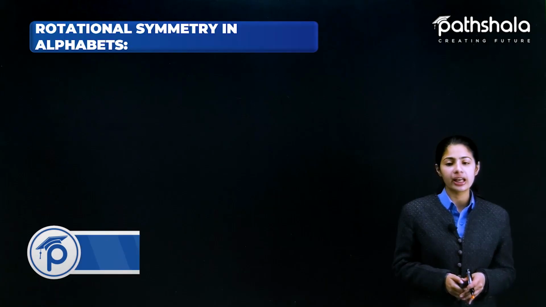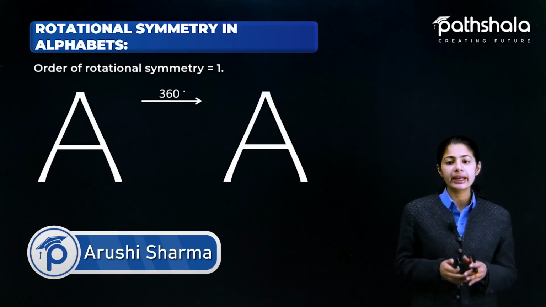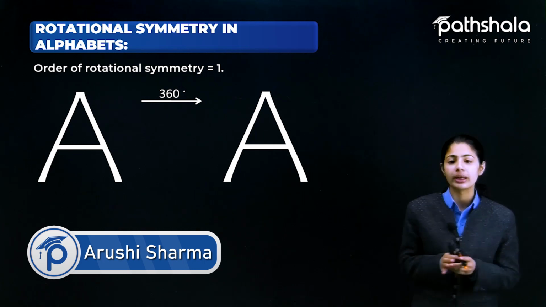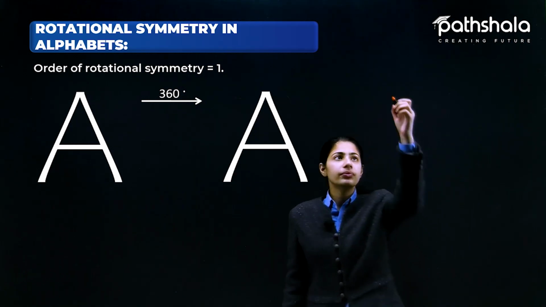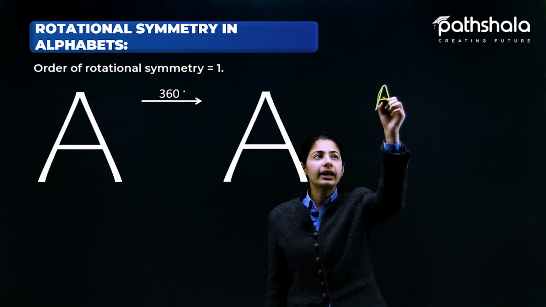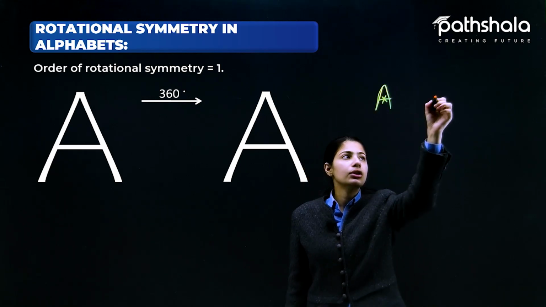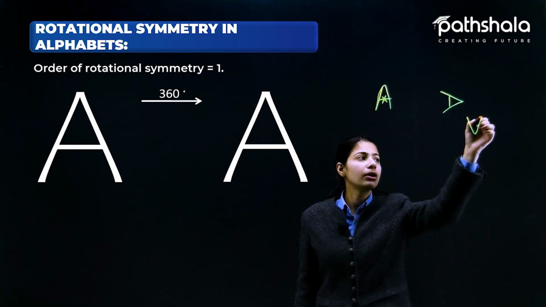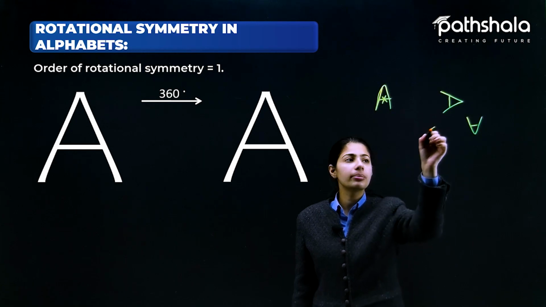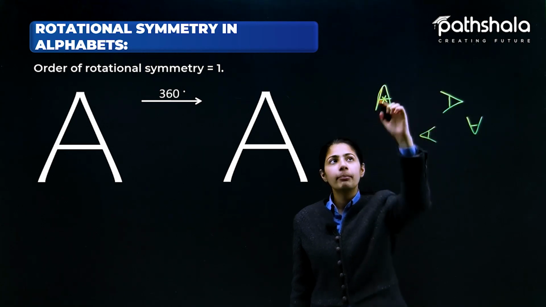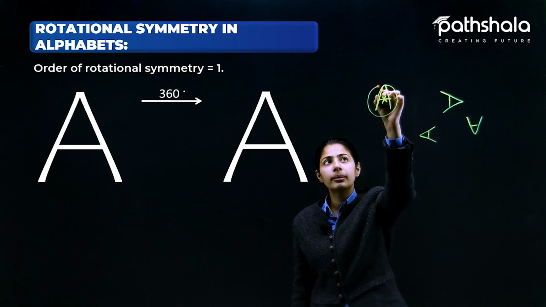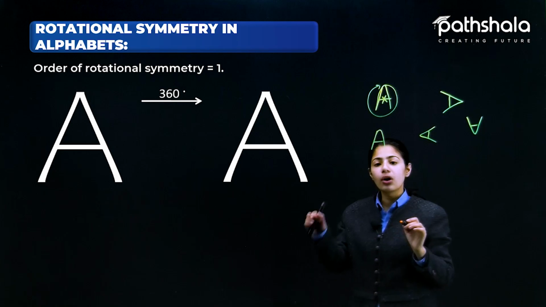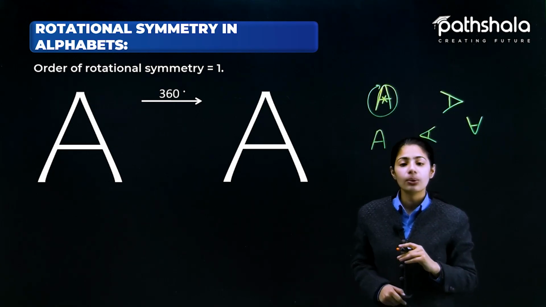Rotational symmetry in alphabets. So first is A. A has rotational symmetry of order 1. If I rotate this A through this center, on rotating, this is not the original shape. Again on rotating, not the original shape. Again on rotating this, but if I rotate it through a complete 360 degrees, we get this A. That means the order of this rotational symmetry is 1.